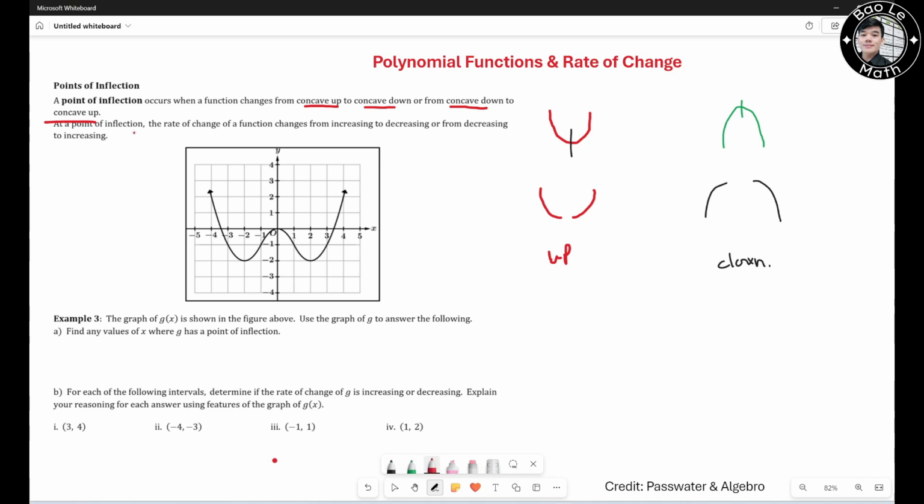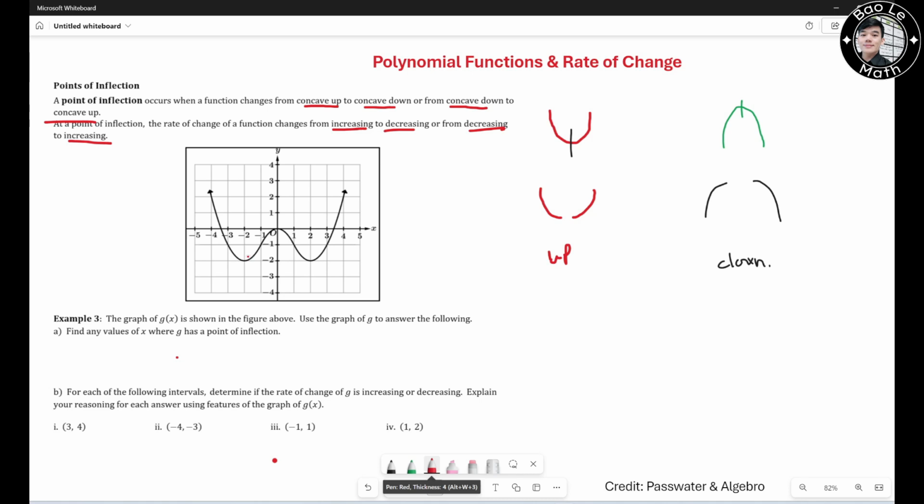Now, a point of inflection. At a point of inflection, the rate of change of the function changes from increasing to decreasing, or from decreasing to increasing. Alright. So we look at this example right here. The graph g of x is shown in the figure above. Use the graph of g to answer the following. Find any values of x where the function g has a point of inflection.